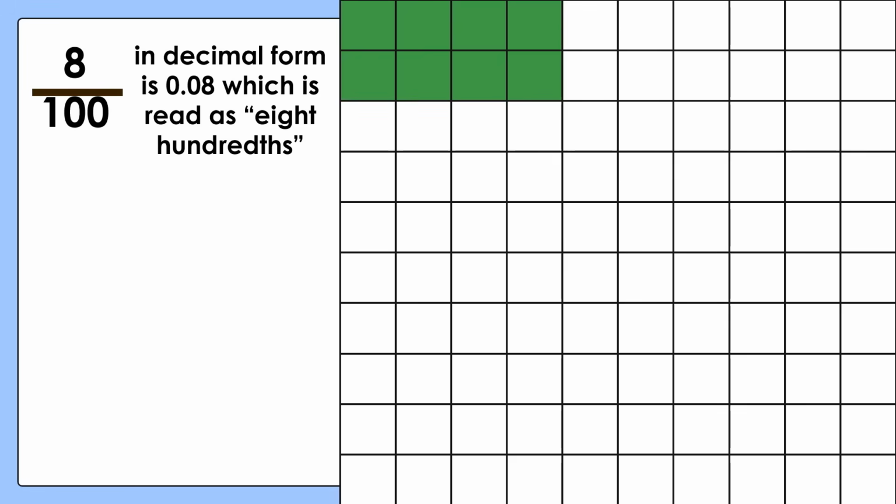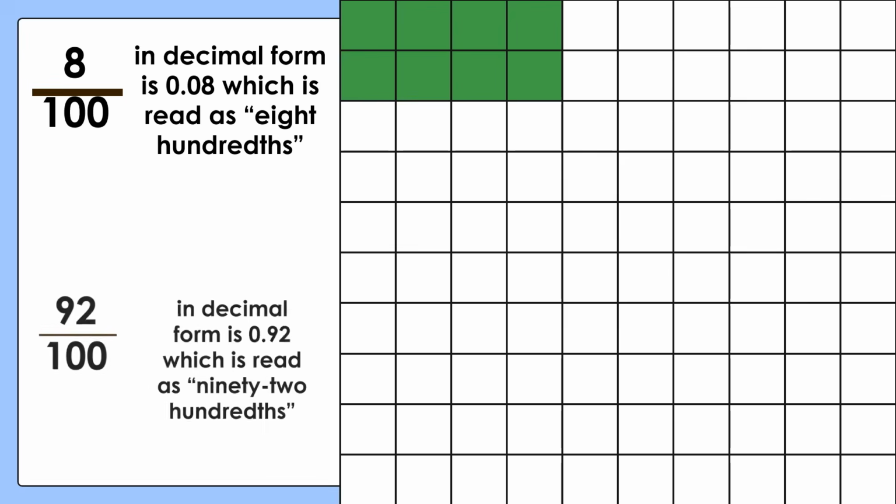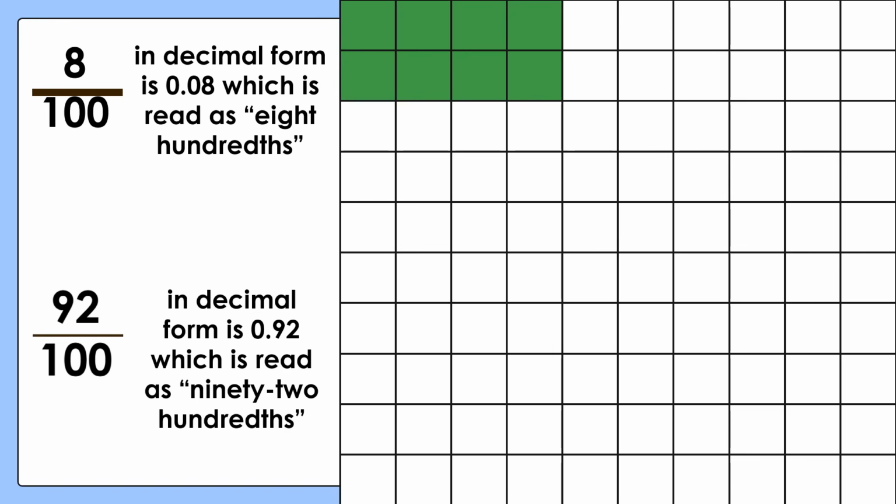Eight hundredths in decimal form is 0.08, which is read as 8 hundredths. 92 hundredths in decimal form is 0.92, which is read as 92 hundredths.